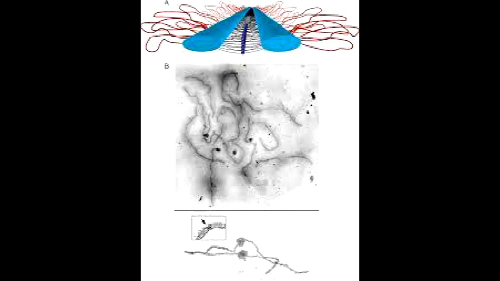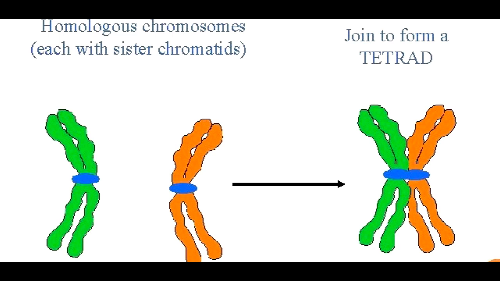At the end of prophase I, the pairs are held together only at the chiasmata. They are called tetrads because the 4 sister chromatids of each pair of homologous chromosomes are now visible.